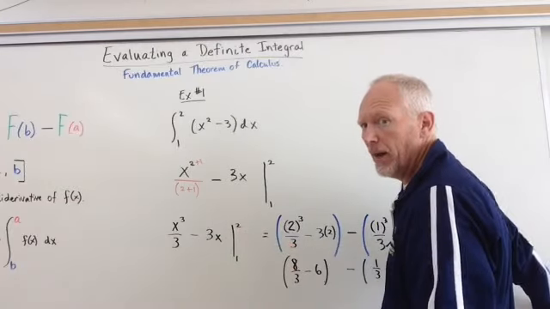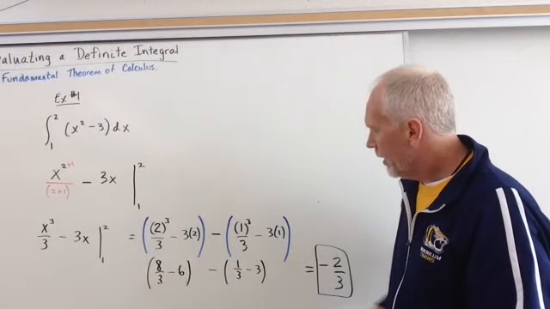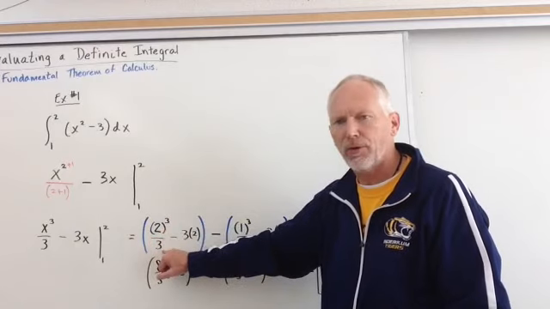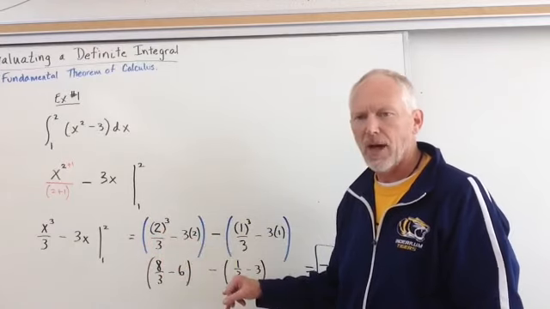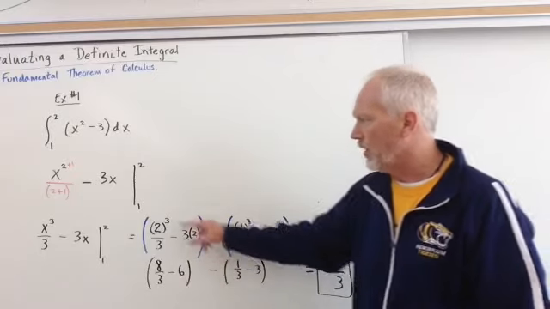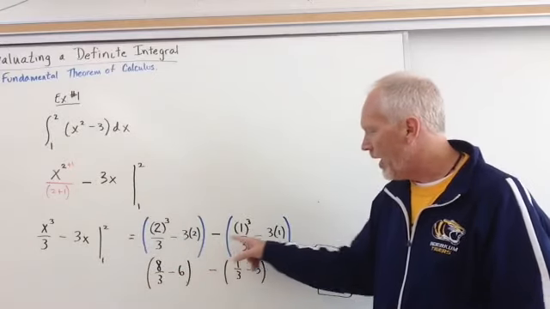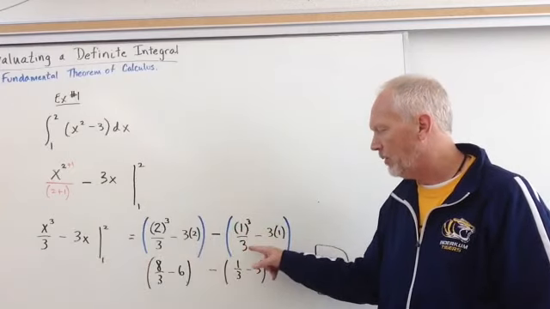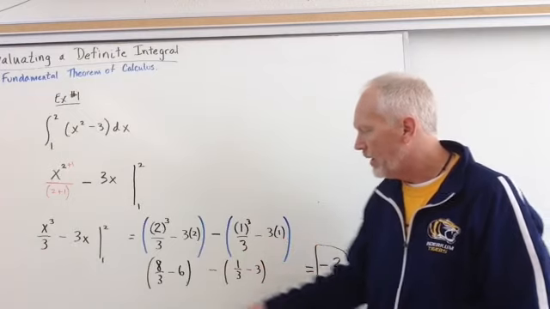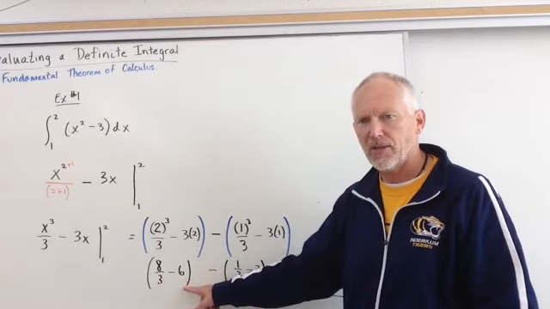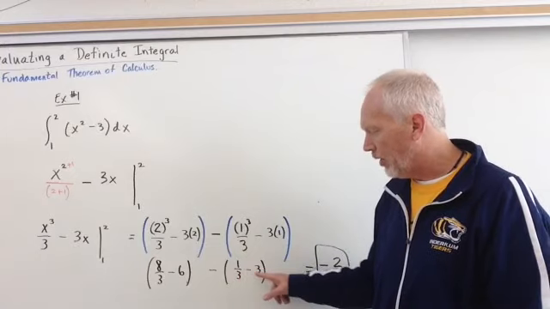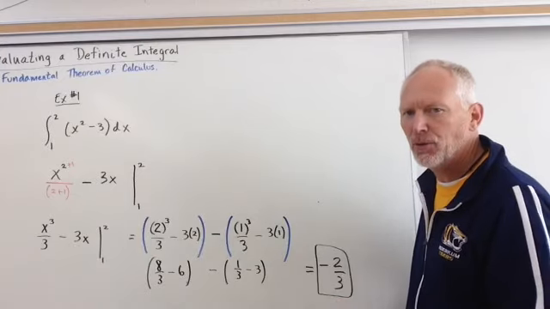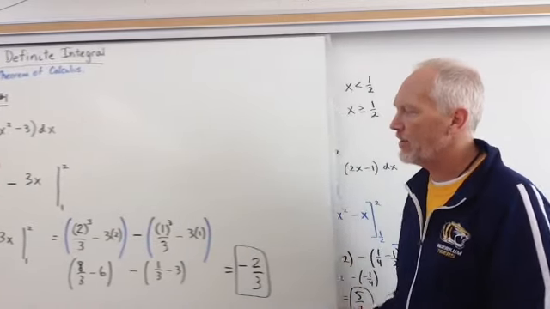All right, let's see what happens when we put the values in. We substitute 2 in for x: 2 cubed over 3 minus 3 times 2, minus, because we get that right from the function there, plug in the lower bound 1 for x: 1 cubed over 3 minus 3 times 1. This is 8/3 minus 6 minus 1/3 minus 3. And when we subtract that out, you get a value of negative 2/3. So that is example number 1.